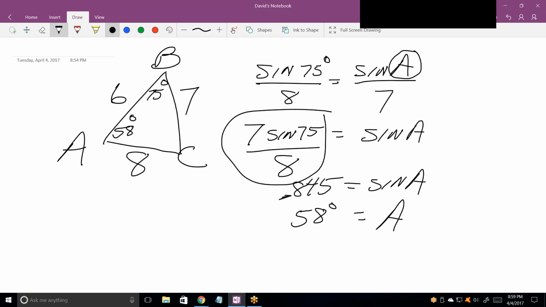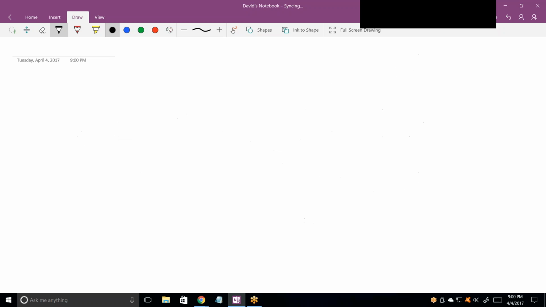Now, I'm almost done. I still haven't solved the triangle. What's the last step? We gotta find the angle of C. Okay, how do I do that? You just add them up then subtract it from 180. So that's 133. That's got to be 47. That's how you solve it. Now, let's go back and review.